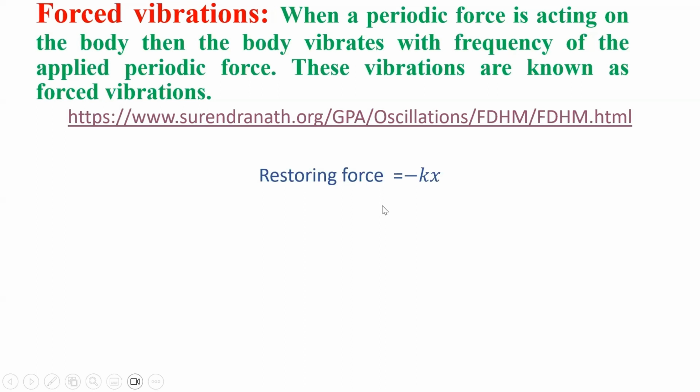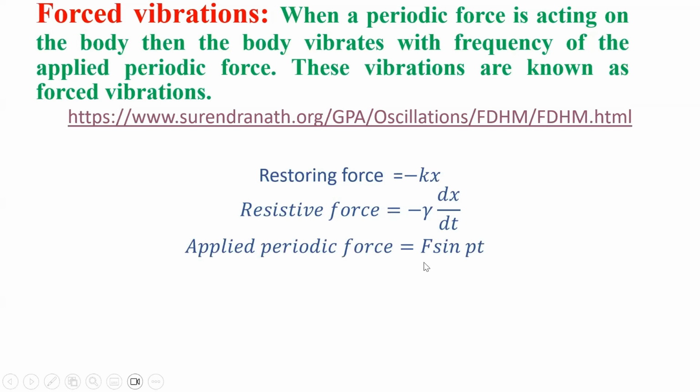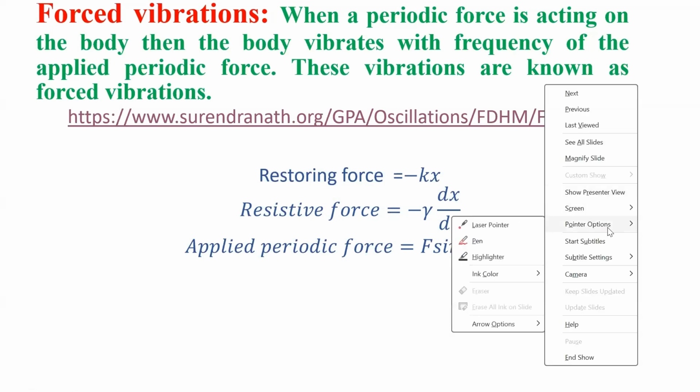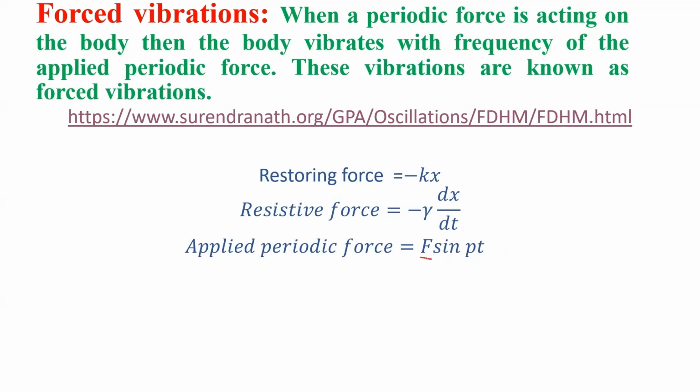One is a restoring force, that is minus kx, and a resistive force, that is directly proportional to the velocity and opposite in direction. The proportionality is replaced by a constant gamma, known as the damping coefficient. And the third force acting in the system is the applied periodic force, that we have written as F sin pt. This F gives the amplitude of that force, and p is the frequency of the applied periodic force.